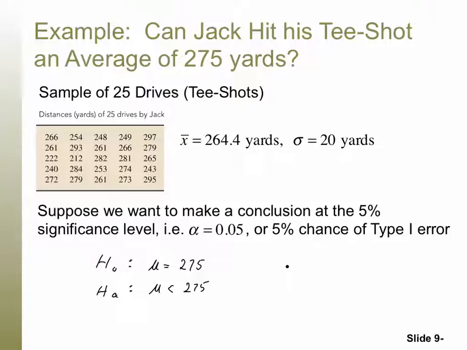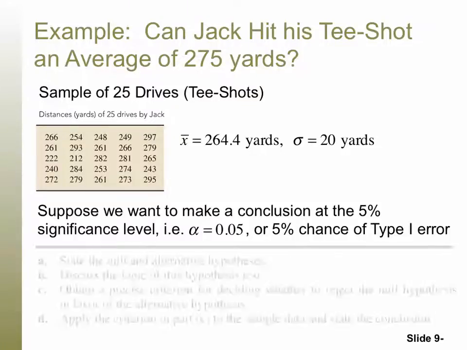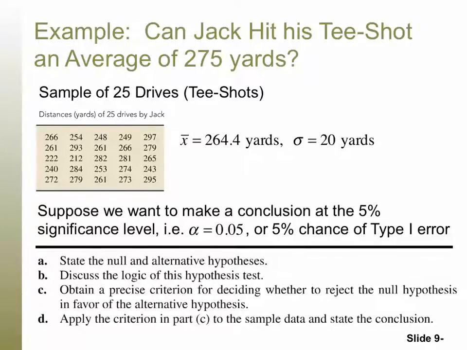So remember that we either reject the null hypothesis or we do not reject it. Okay, so if we reject it, we're saying that he doesn't hit it this far, and we're 95% sure of that, or there's a 5% chance that we rejected incorrectly, right? We rejected incorrectly. Okay. So we did that.